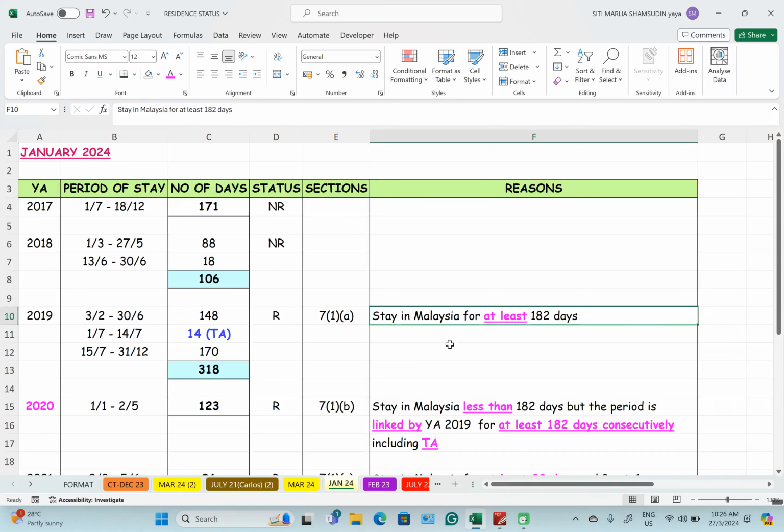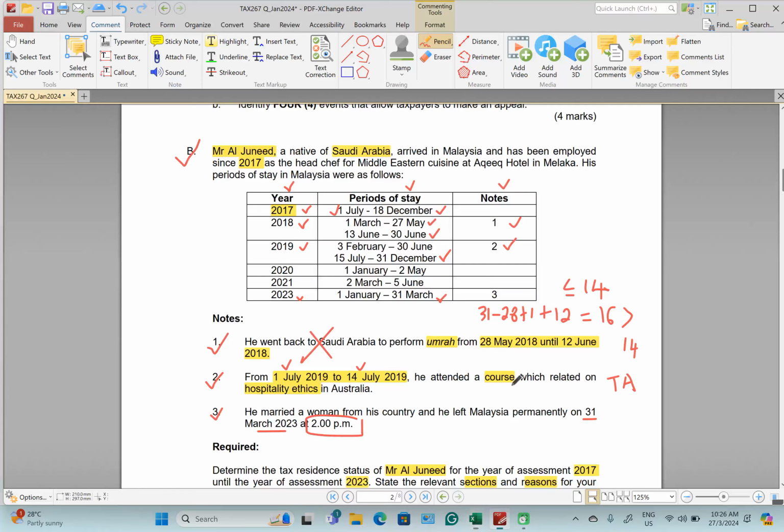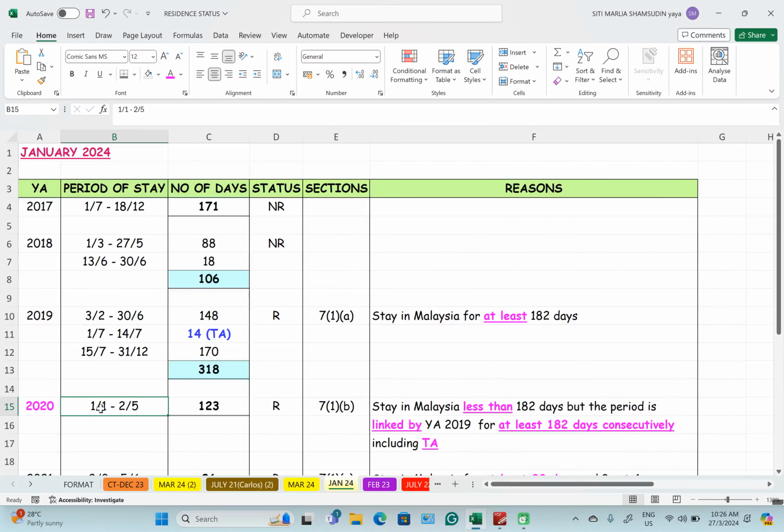Okay, 2019. Done. Okay, let's take a look at 2020, everyone. What dates do we have? 1st January until 2nd May. Guys, let's calculate the number of days. Be careful, because 2020 is a leap year. So what happened in a leap year, everyone? February has 29 days. So we have February here.